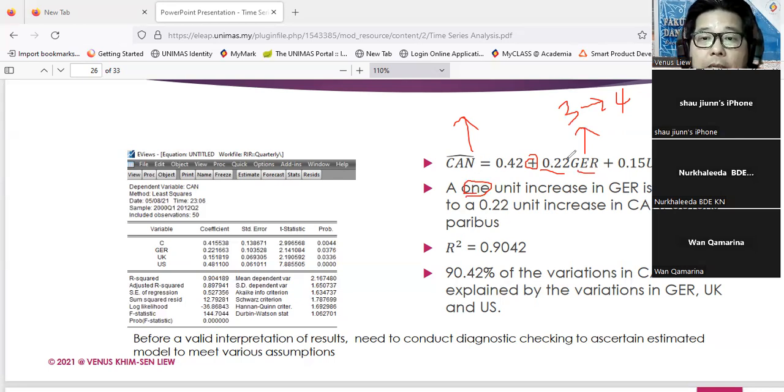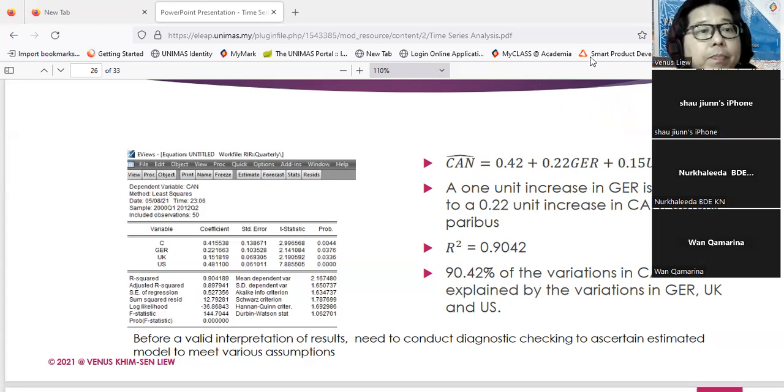So what is the impact? Impact is 0.22. If there is a 2 unit increase, then this one times 2. 10 unit increase, times 10. That is how you calculate the impact.